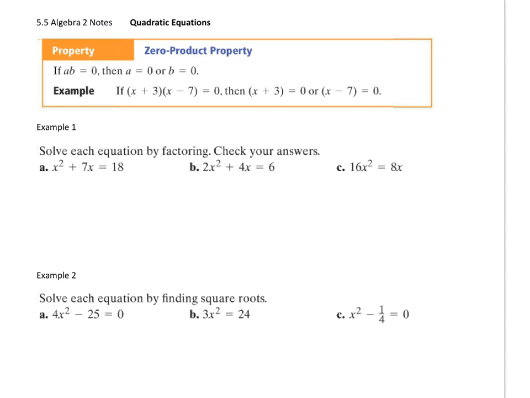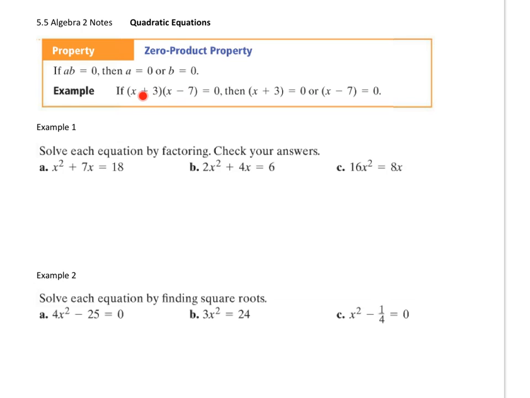There are different ways to solve quadratic equations. Well, not all different ways, but there are multiple ways. The first one we're going to look at is called the zero product property, and that's by factoring. If you have the product of two expressions, a and b, and it equals 0, that means a has to be 0 or b has to be 0. So you can use that by factoring.